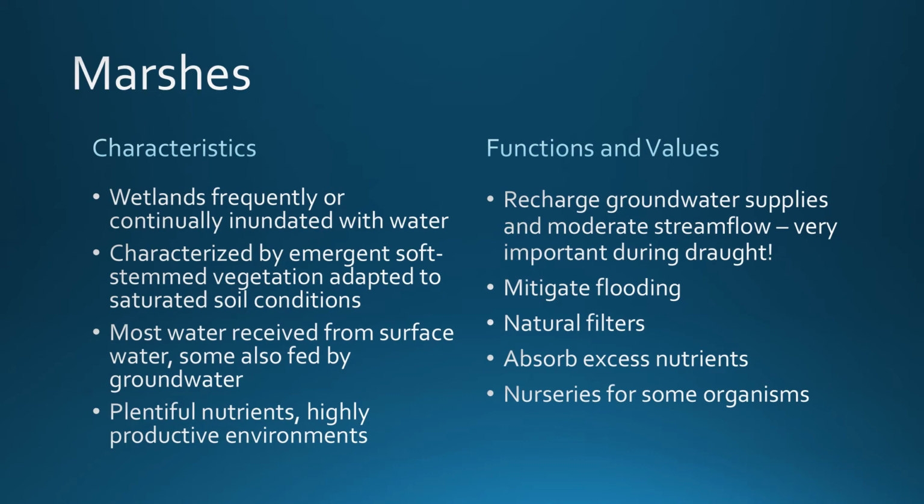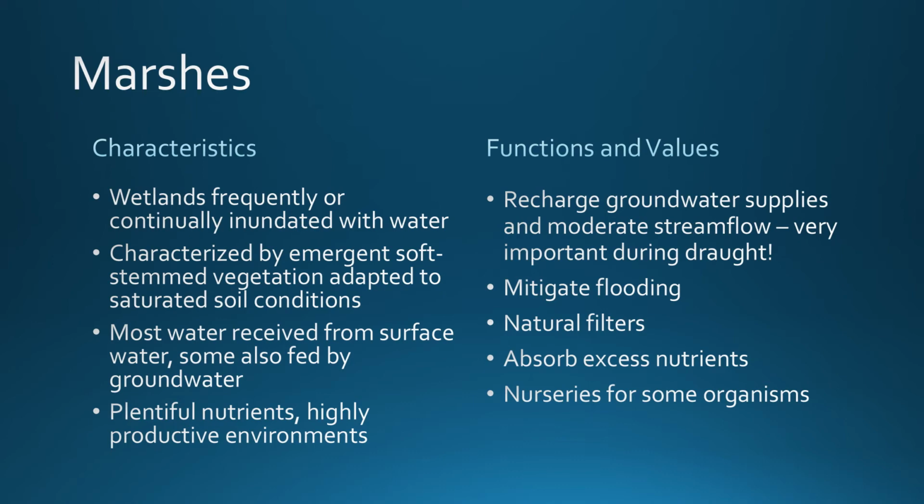So they can get water from a couple different sources. And they're so productive. There's tons of nutrients. They're great to have around, and they have a ton of functions to humans and to animals. So they recharge groundwater supplies, and they moderate stream flow, which is super important during droughts. They also mitigate flooding. So when a river starts to flood, they act as a buffer to houses, to the rest of the environment, and kind of slow that flooding down.